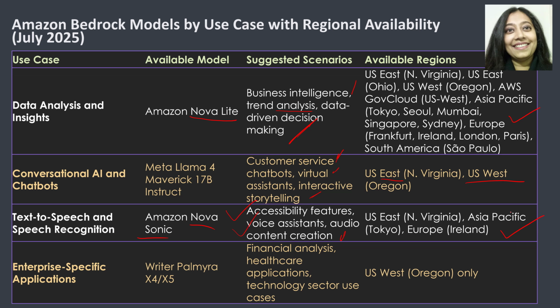Finally, let's say you're creating any kind of enterprise-specific applications. Could be in financial analysis, healthcare-based applications, any technology sector-based use cases. You could then use the Writer models. So Palmyra X4 and X5 are available for this particular use case and these scenarios, but this model is currently only available in US West, Oregon. So if you want to play around with it, you have to go to US West, Oregon, and then play around within that particular region.